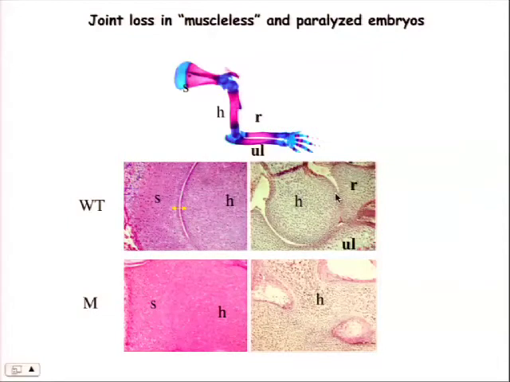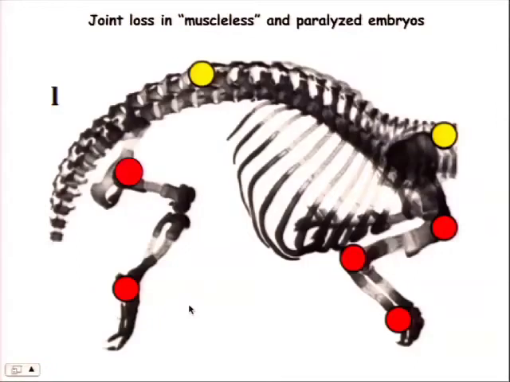As you can see here, this is the elbow. This is the wild type, where you can see the radius and ulna, and when you look at the mutants, it doesn't matter whether they lack muscles or are paralyzed, you can see that the joint is basically missing. The same for the shoulder, and this picture analyzes all the joints in this embryo, and except the knee and some joints in the fingers, all the joints were lost.